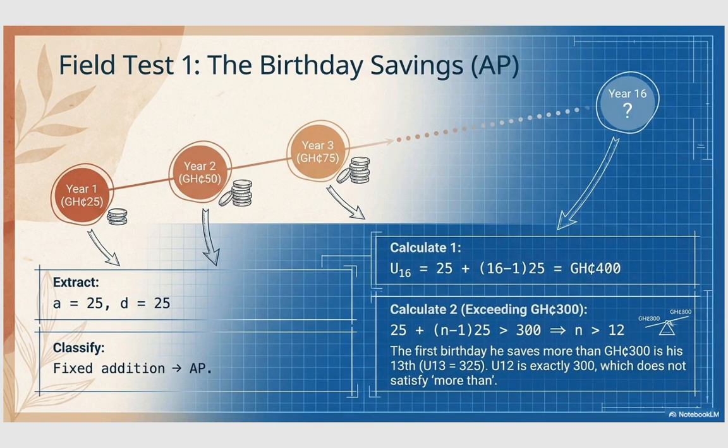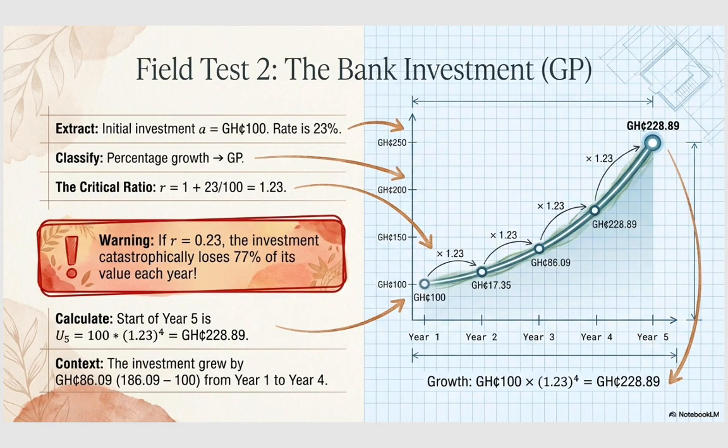All right, so there is another one here. Another sample for you to work with. So let's come to the bank investment. We are extracting the initial investment, which is 100 cedis.